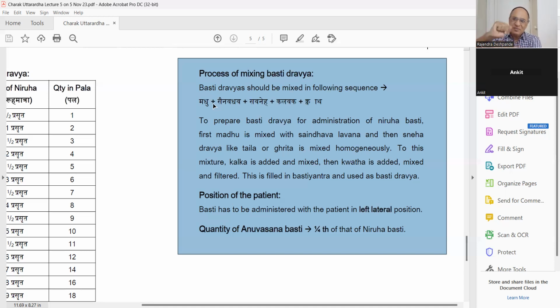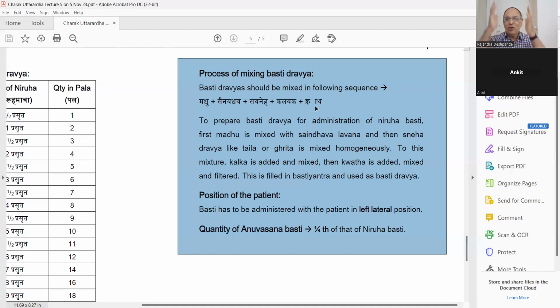Again mix it in the mortar and pestle. So I have added Saindhava, honey, then tila taila, and then paste. Mix it. And then lastly, can you see here? Kwatha. So in this sequence, then add the 200 to 500 ml of decoction. Kwatha is a decoction. So the sequence is very important.